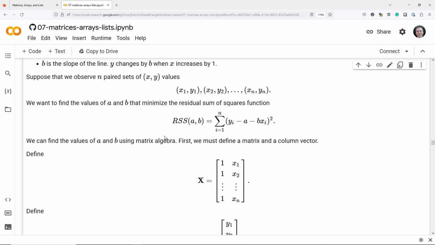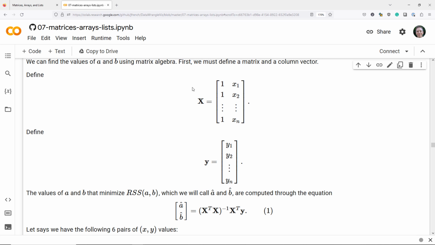What's really neat is that we can find these values of a and b using matrix algebra. To do that, we first have to define a matrix x and then a column vector y, which we'll define below. We first define x, which has a column of ones. This column of ones is related to the y-intercept. And then the second column is going to be all of our x values, so x1 up to xn. We call this matrix capital X. We're also going to define bold-faced y, which is just our vector of y values stacked one on top of the other. So this is an n by 1 vector.